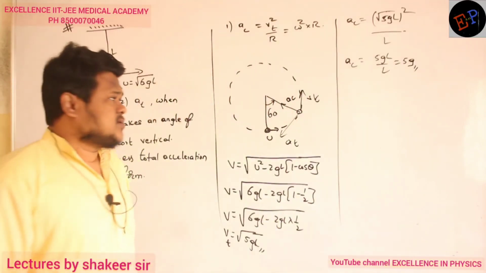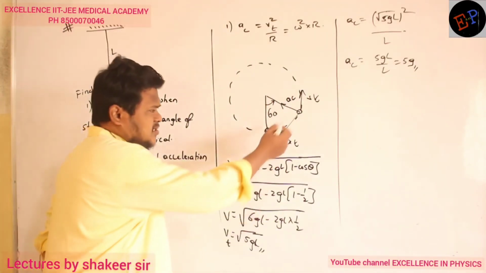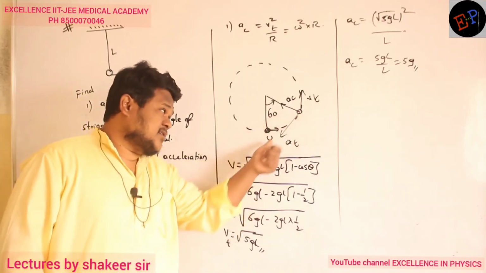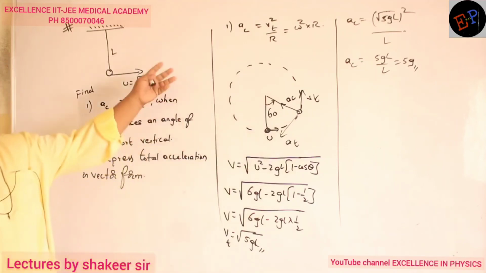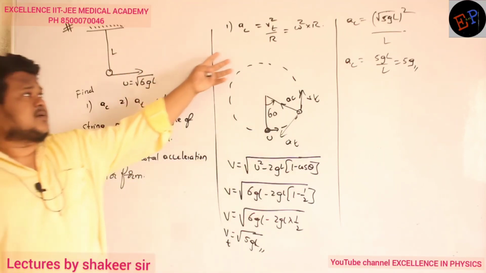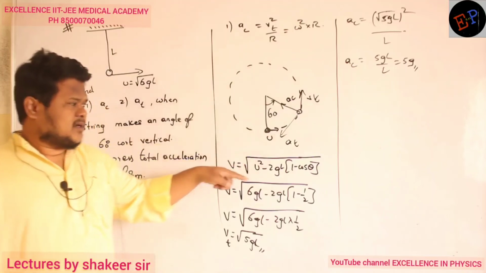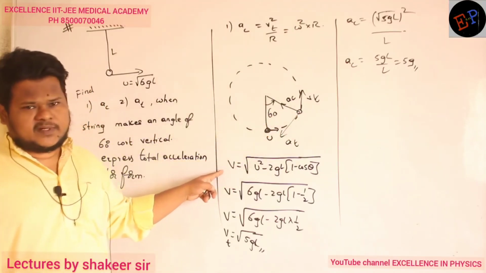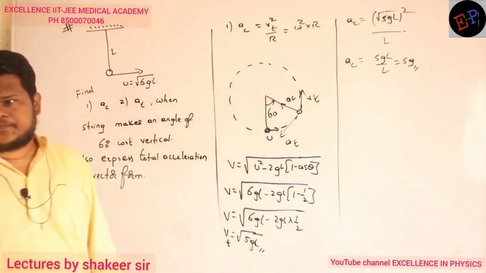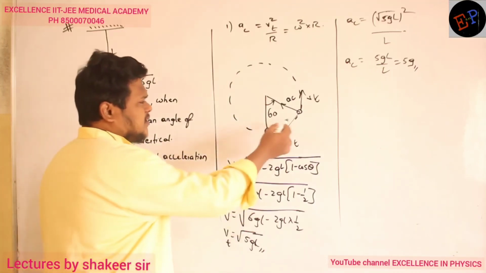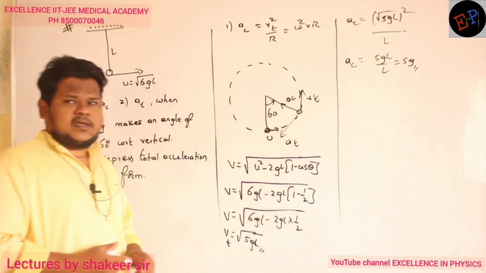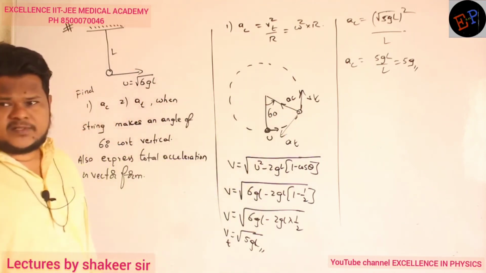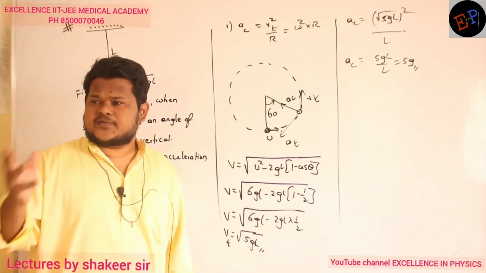Then I want to calculate tangential acceleration. Anybody, can you say how I can calculate tangential acceleration? Centripetal we have calculated using these two equations. We calculated the final velocity after covering an angle of 60 degrees using this equation. Now how can I calculate tangential acceleration? It means somebody is pulling this bob downwards, that is why the speed of the bob is continuously reducing.